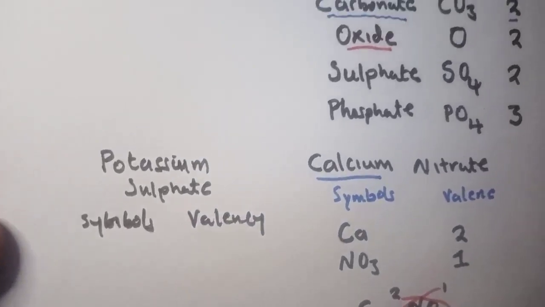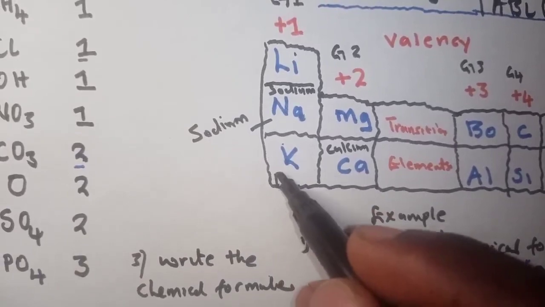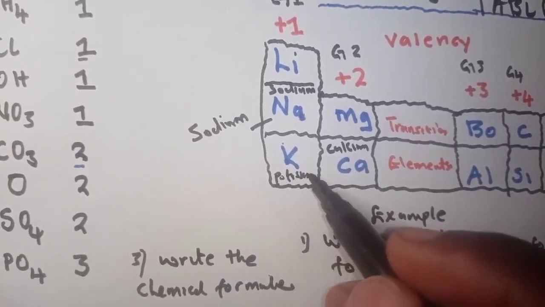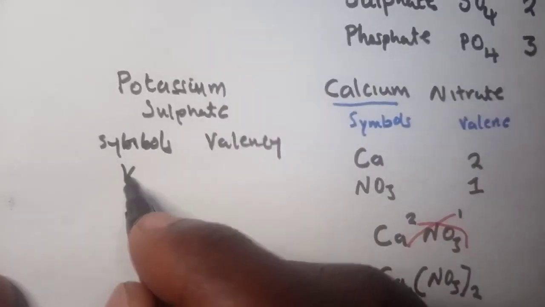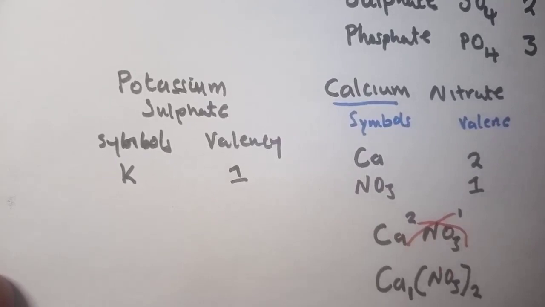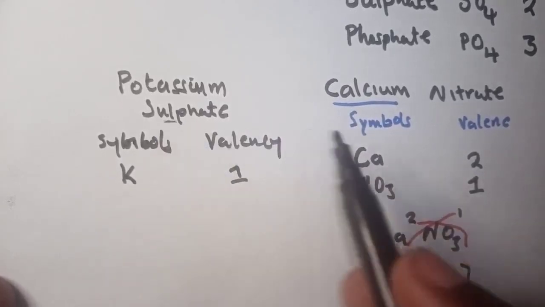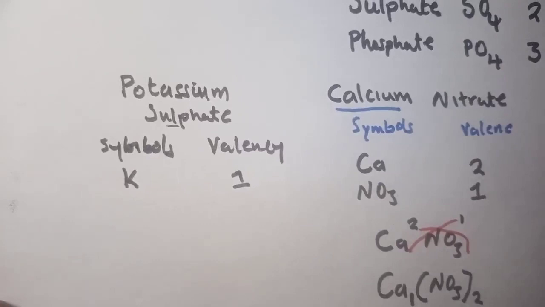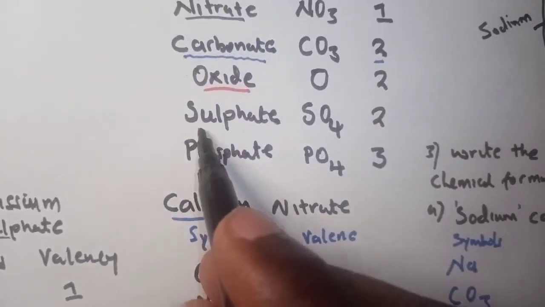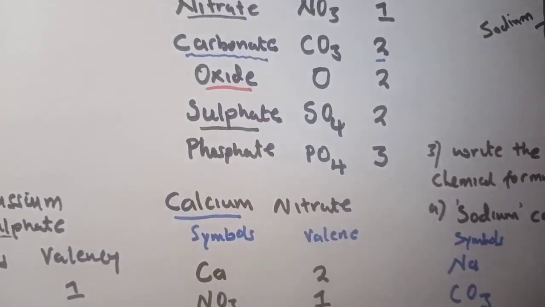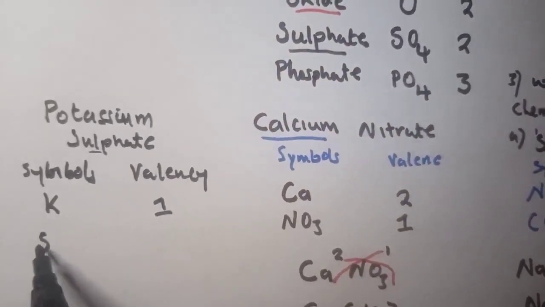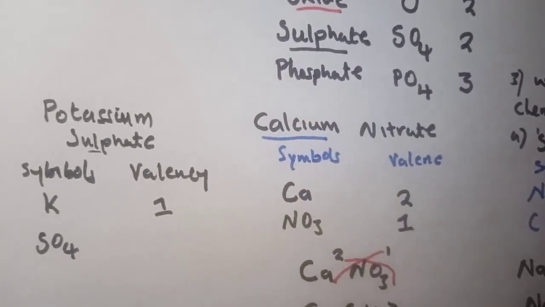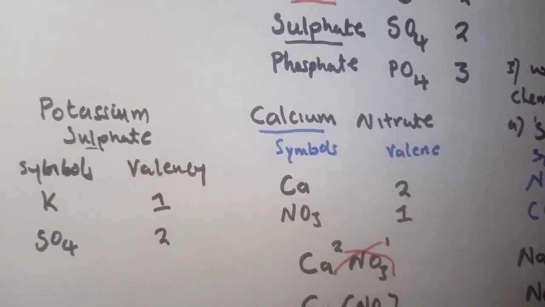Potassium, periodic table quickly. This is potassium, so on the periodic table the names are written, so potassium, K, and it's in group 1, so the valence is 1. Then sulfate is a radical. This is sulfate, that's the chemical formula, SO4, and then the valence is 2.